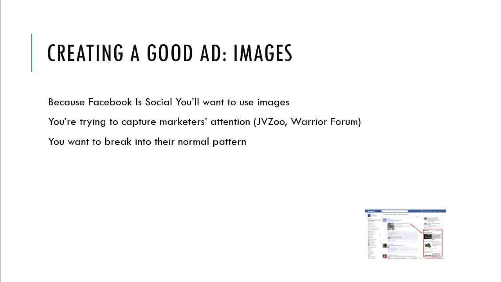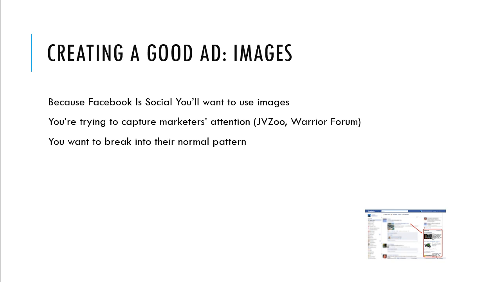What you're trying to do with an image is break into their normal pattern. You're trying to get them to focus on your image. They're going to be socializing, maybe contacting their family, or talking to their kid. You want to break into their pattern with your image. You want it to arrest their senses, capture them and make them look. And once again, the best images that you're going to be able to find are images that are already working.